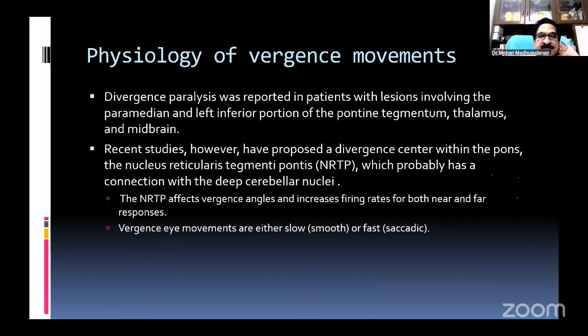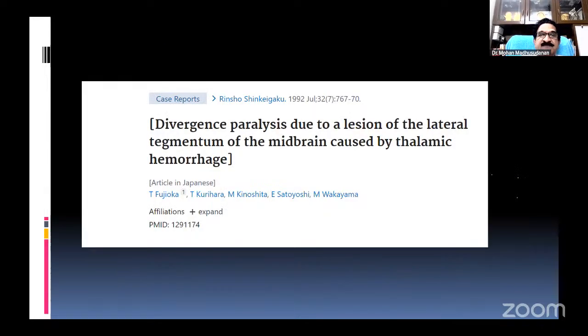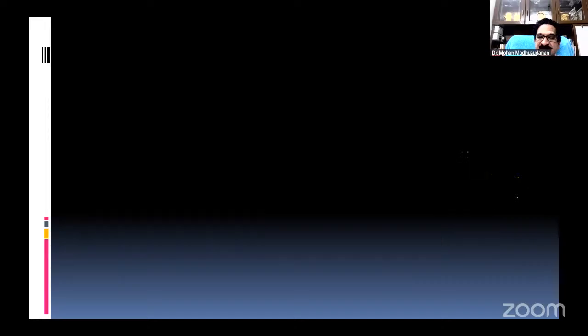There are slow movements or saccadic movements. The NRTP is mostly involved in smooth pursuit and slow divergence. Lesions involving the NRTP impair the slow vergence, especially divergence, while the fast divergent movements are related to other pontine nuclei. That is why the NRTP nucleus is postulated to be the site of lesion for divergence paralysis. All this is from case reports like this. So, any questions?